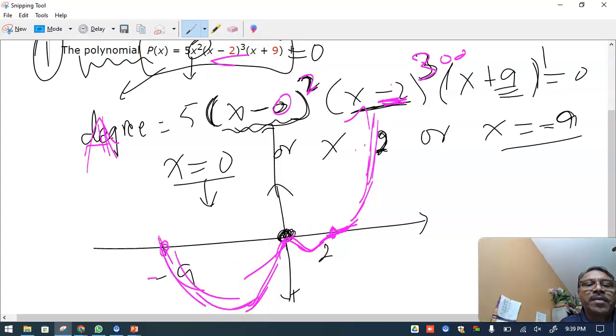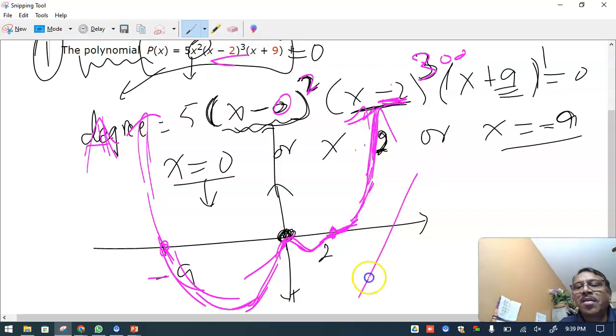9 has a negative 9 as a multiplicity. So this is how the graph will look for the whole thing. Even though they did not ask us, I still thought of sketching. So it starts from out, and at 2 it has to cross, but it does not. It doesn't cross like that, but it flattens there, and it has to also take a U-turn at 0, and then it goes like this. I hope that makes sense.